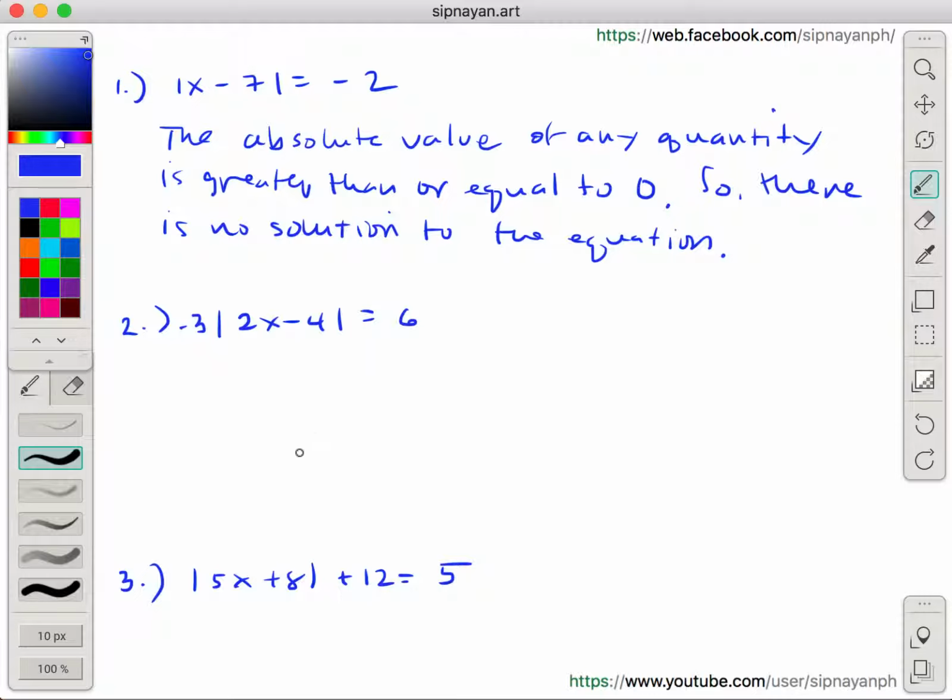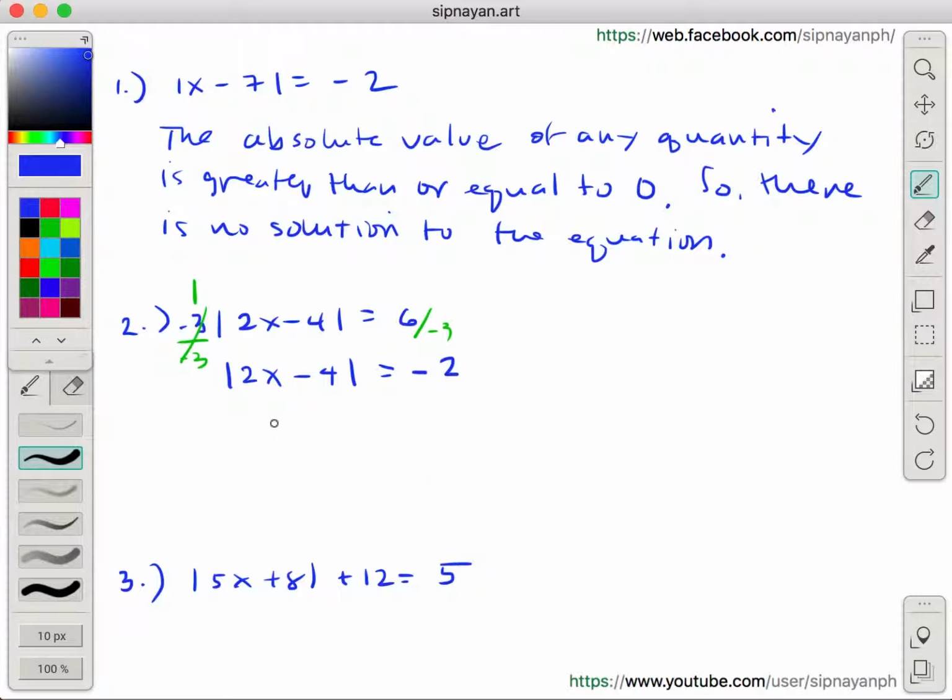Ito positive siya, no? Pero tignan natin kung ano mangyayari. So we have, we can divide both sides by negative 3, no? Para matanggal yung negative 3 sa labas. So magiging, pag dinivide natin to by negative 3, magiging 1 na yan. 1 times this is also the same as this, no? So pwede natin siyang ignore na lang. And then we have 6 also divided by negative 3, and that's negative 2. Siguro isulat natin yun. So, pag negative 3 yan, this becomes 1, no? And then, if this is negative 3, this becomes negative 2, no?